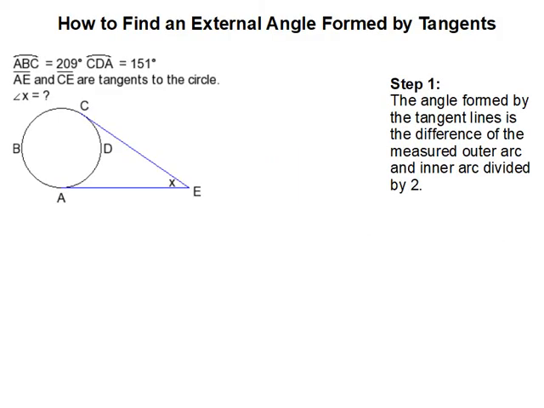How to find an external angle formed by tangents. In this problem, we have a circle and two tangents that form an external angle, and we are to find what this angle is.